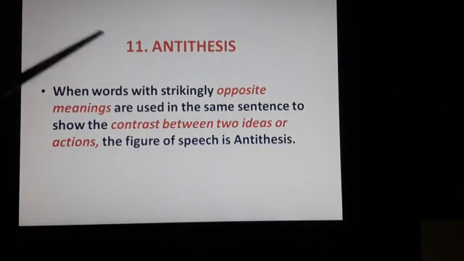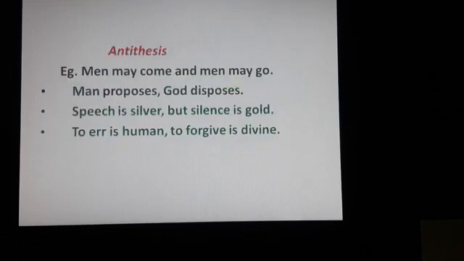Eleventh is antithesis. Antithesis, when words with strikingly opposite meanings are used. You know, opposite meanings are used in the same sentence for what purpose? To show the contrast between two ideas or actions. The figure of speech is antithesis. We remember it is opposite meanings in the same sentence. Men may come and men may go. Same sentence you might have come across in repetition, because men is repeated here. Now it's not that one sentence cannot have more than one figure of speech. No, the same sentence can have more than one figure of speech.